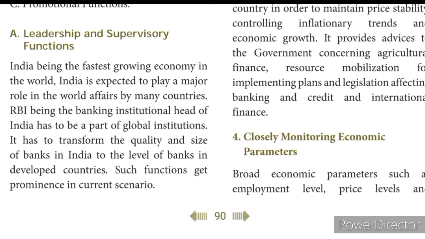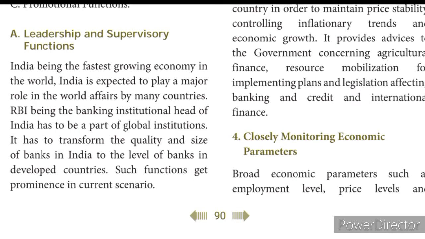So what is the leadership and supervisory role? India is actually a growing country, isn't it? Do you agree with that? Yes. We are one of the developing countries in the world, isn't it? India is actually expected to play a major role in world affairs also. We are trying to contribute our wealth, and we're trying to improve our wealth, where we want to prove ourselves in the world economy.